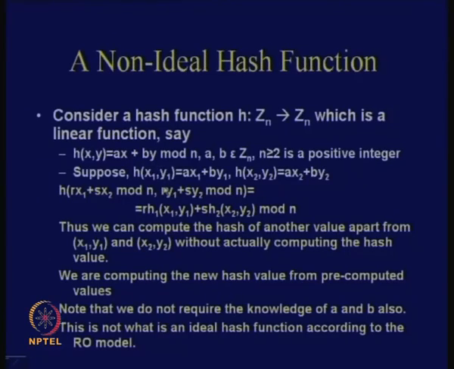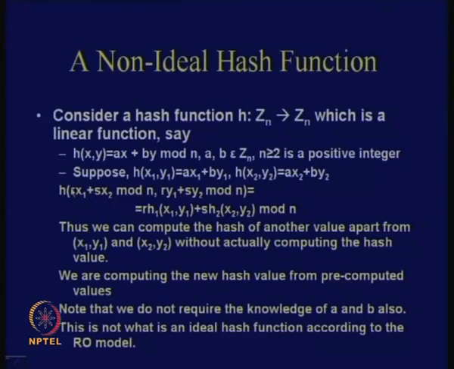But if I know the value of h(x1,y1), that is equal to ax1 plus by1, and I also know the value of h(x2,y2), that is equal to ax2 plus by2, from there I am trying to calculate the value of r x1 plus s x2 mod n and also r y1 plus s y2 mod n. You see that these are linear combinations of the previous coordinates, x1, y1 here and x2, y2 here, and I need the hash output.